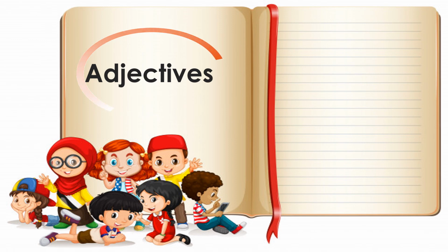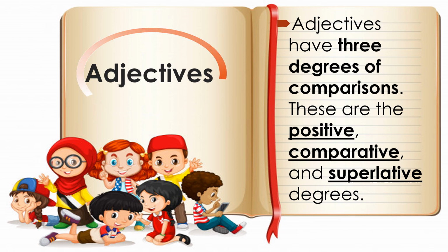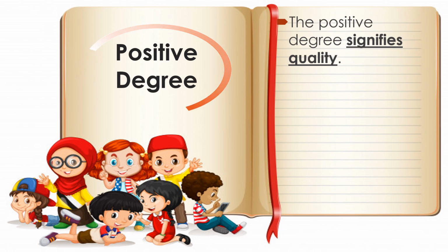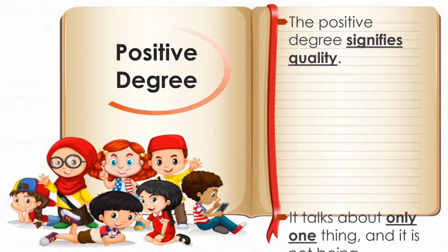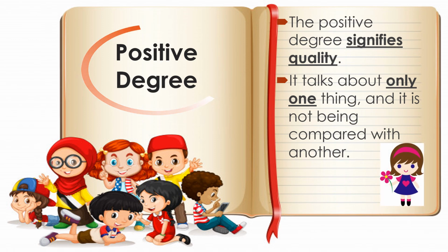Now that we already know the meaning of adjectives, let's move on to our next topic. Adjectives have 3 degrees of comparisons. These are the positive, comparative, and superlative degrees. Let's start with the positive degree. The positive degree signifies quality. It talks about only one thing and it is not being compared with another.